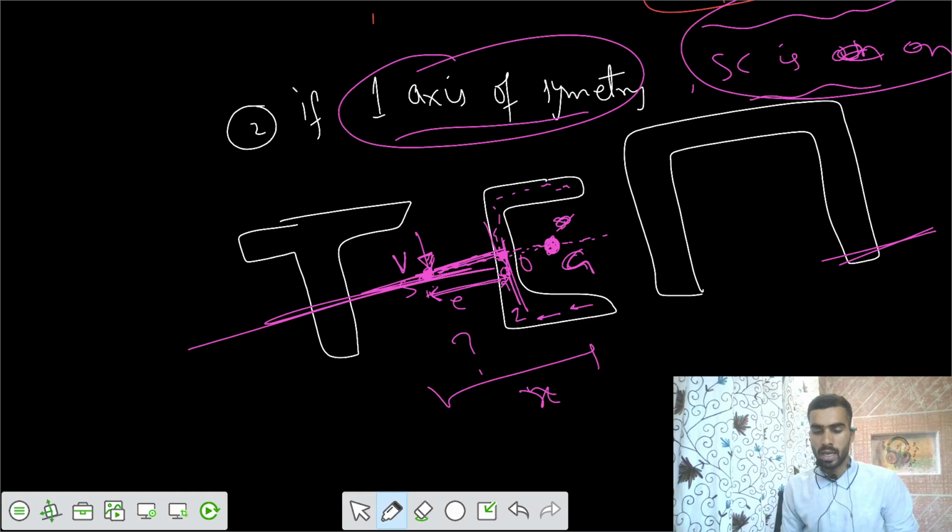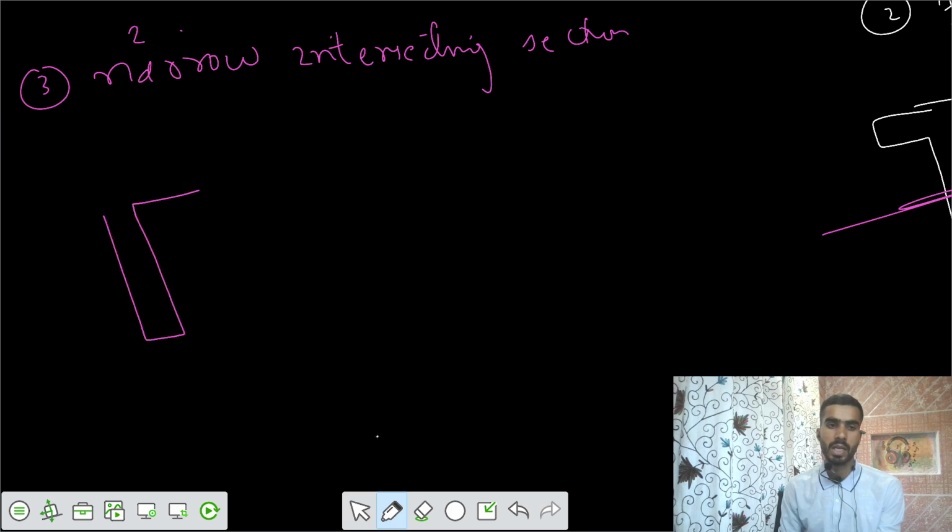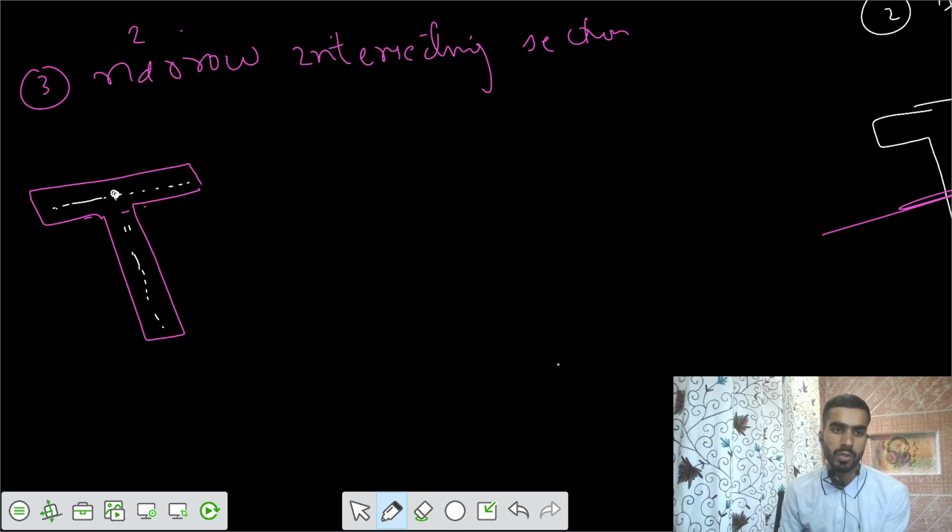The third one is that if you have two narrow intersecting sections. Let's say you have a T section. This was your one section, and the next section is this one. So we have two sections, and they are intersecting somewhere. Let's say for this one there is some centroidal line, and for this one there is some centroidal line. So the intersection of those two would give you the shear center.